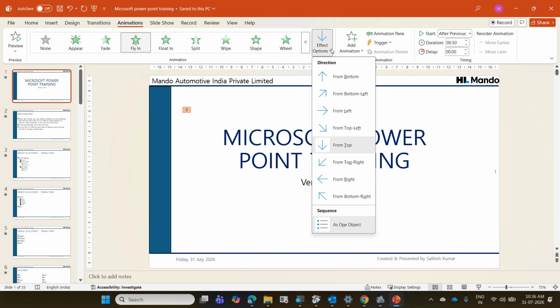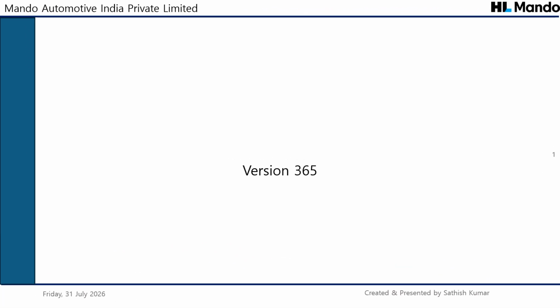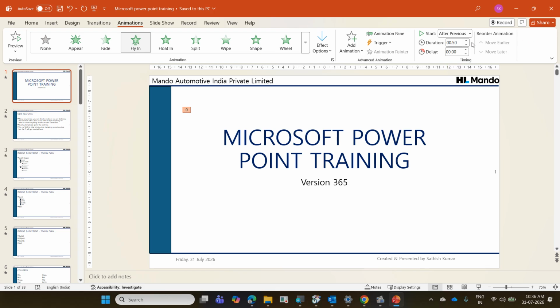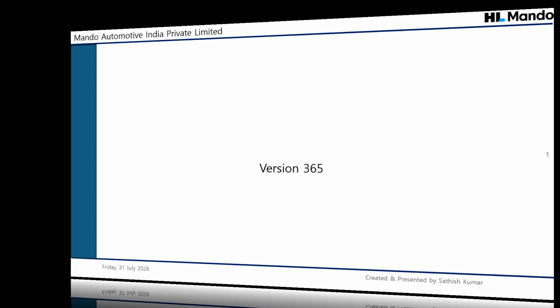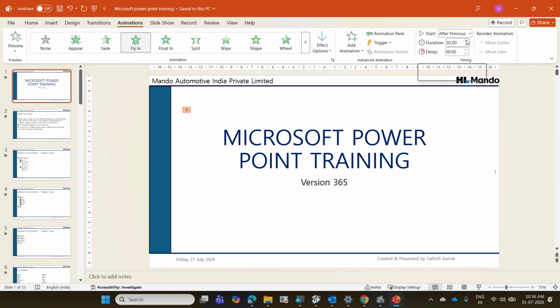Then duration. If I press F5, it's flying from the top, but a little bit fast. I want to make it slower. Increase the duration, maybe to around 2 seconds. Delay, what is the delay? F5. It is flying from the top, slowly, in 2 seconds. But when I run the slideshow, I don't want this to fly in straight away. I want to wait for half a second and then fly in.